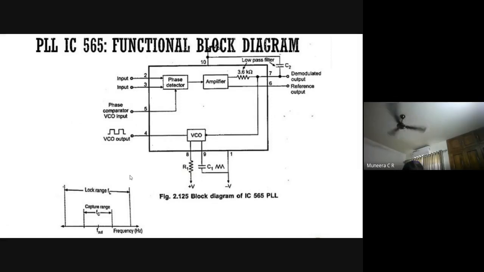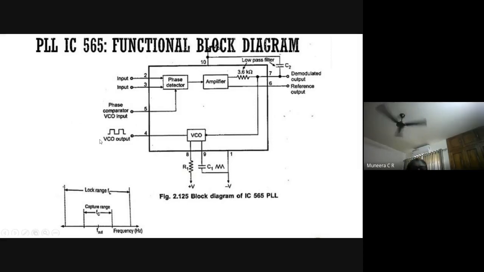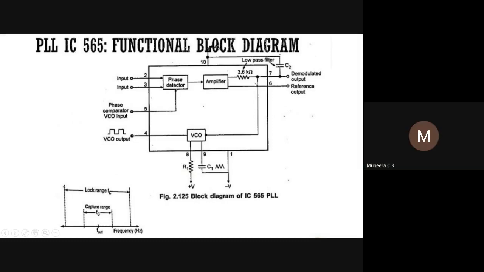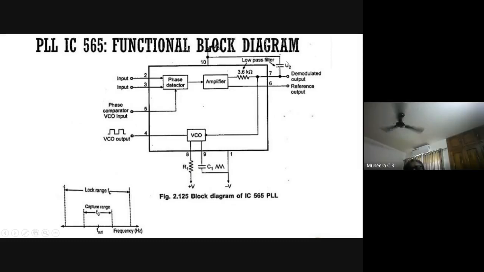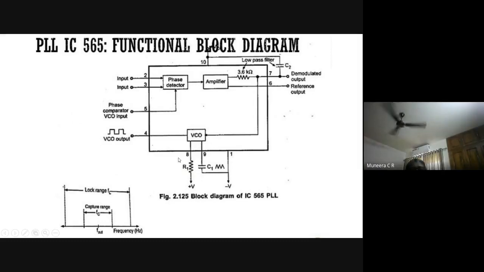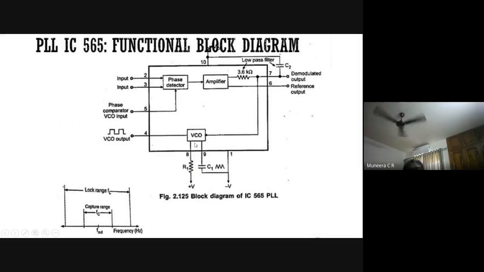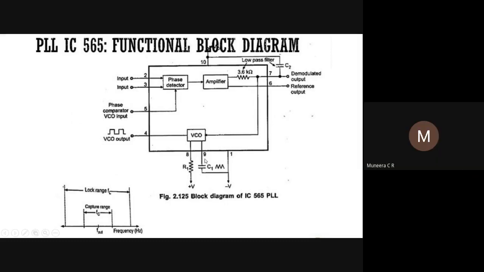PLL 565, the functional block diagram. Here it consists of the internal phase detector, amplifier, and for the low pass filter, only the resistor is internally fabricated, while we have to connect the external capacitor. And for the VCO, we have to connect the R1 C1 combination externally, so that by varying this R1 C1 value, we can vary the free running frequency omega 0.